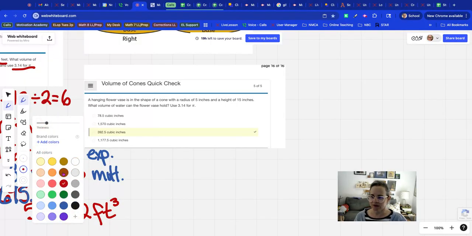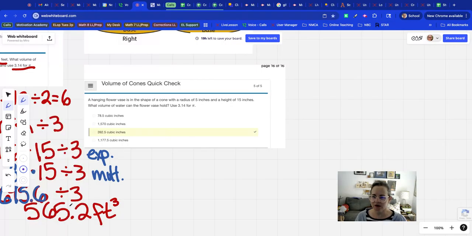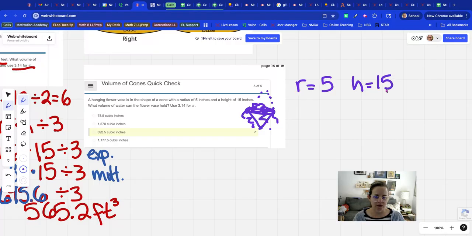All right, let me get a different color here. So here's what these look like. They'll have like this, and then it'll hang from like a chain on your patio, and then the flowers will like spill over the edge, and it looks really pretty. Okay, so it's in the shape of a cone. The radius is 5. The height is 15.